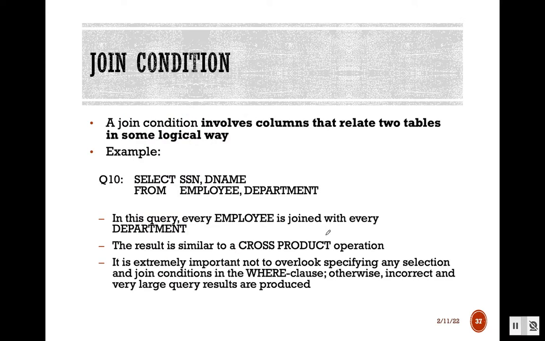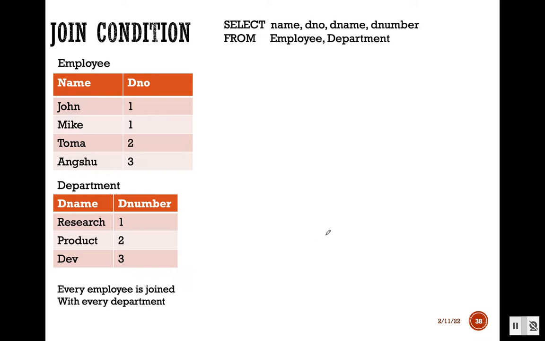I'm going to show you another example, but let's first see an example without a where condition. A join condition generally involves columns that relate two tables in some logical way. So we are talking about join condition. Here let's find out a simple query where we are selecting from more than one table, but we are not writing any join condition. What happens when we select from more than one table?